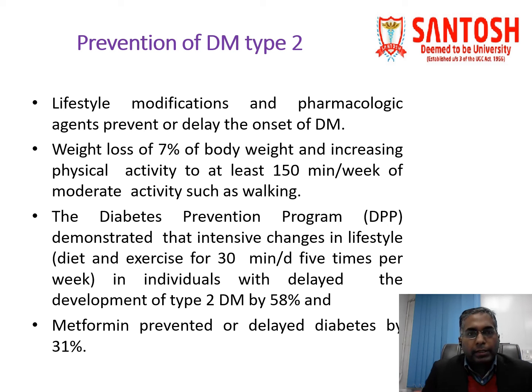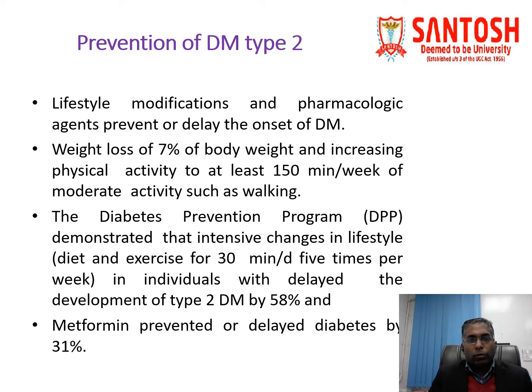After the therapies, now we should have some words regarding the prevention of diabetes mellitus type 2. As already said, lifestyle modification and pharmacological agents prevent or delay the onset of diabetes mellitus. Weight loss of 7% of body weight and increasing physical activity to at least 150 minutes per week of moderate activity such as walking, running, jogging.